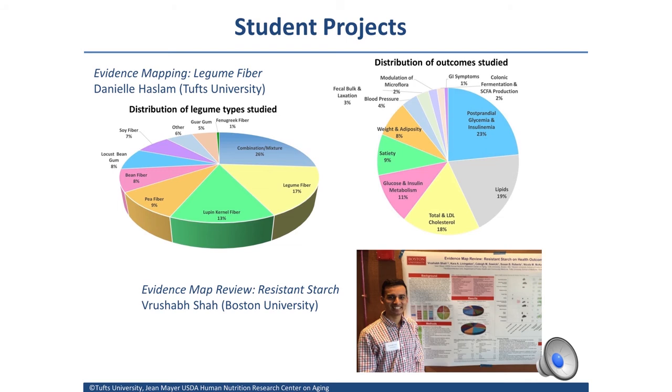In addition to Callie's work, we have had several other students create evidence maps using the dietary fiber database. Danielle Haslam, a master's student at Tufts, restricted the database to examine all studies focused on legume fiber interventions. As you can see from the pie charts above, her work highlighted the types of legume fiber captured in the literature, as well as the diversity in the types of outcomes that were examined. Also, Rishabh Shah, who was a student at Boston University, conducted a similar analysis examining the literature on resistant starch fiber, and this work was further expanded upon and will be presented at the 2016 Experimental Biology Conference in San Diego.